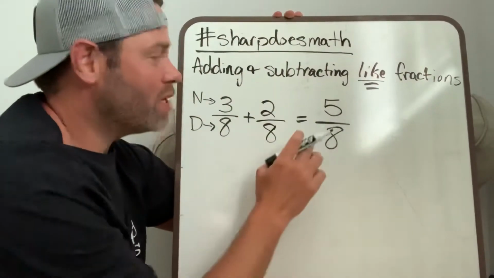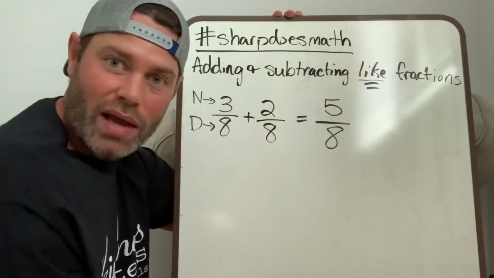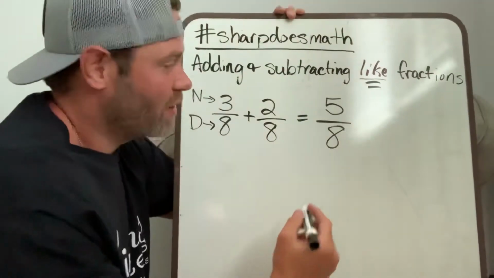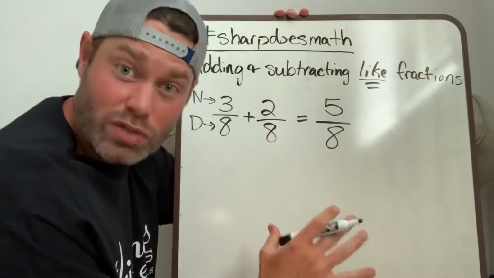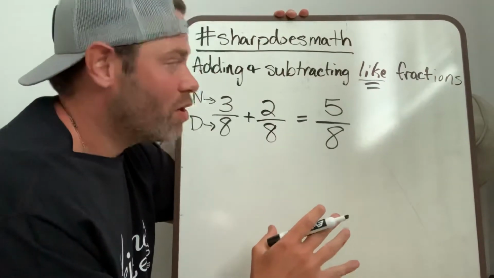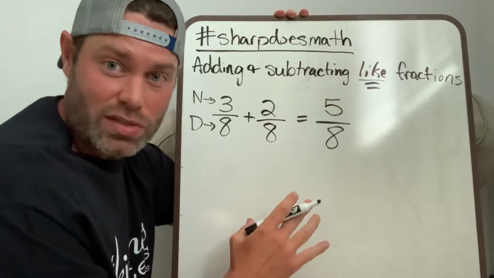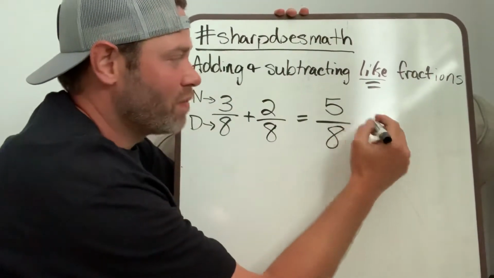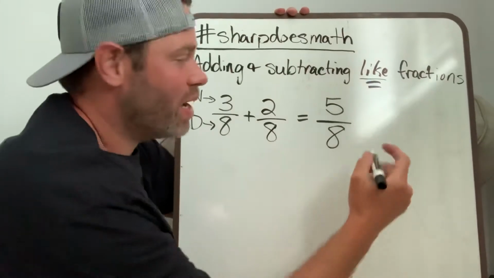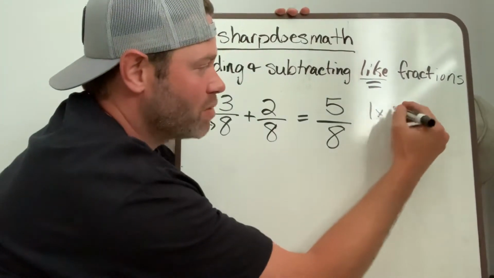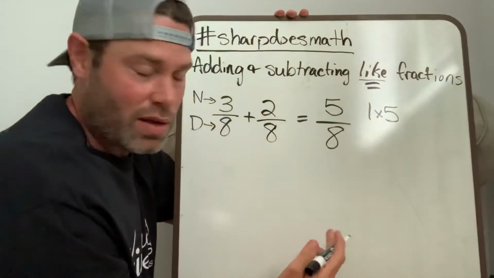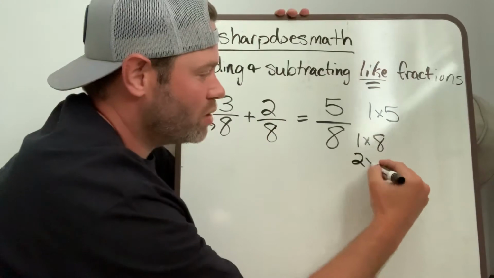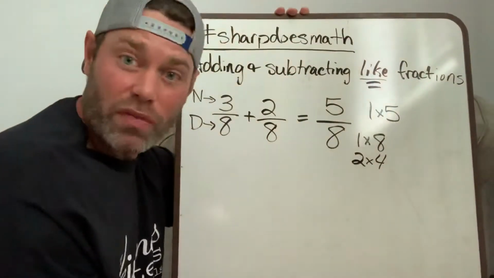The last step would be to check to see if you can simplify 5/8. In this instance, we can't. If you want to check to see how to simplify, you have to find all the factors, the numbers you multiply together to get these numbers. So for 5, the only numbers you can multiply to get 5 are 1 times 5. Those are its factors. For 8, we could do 1 times 8. We could also do 2 times 4. Those are the only factors for 8.